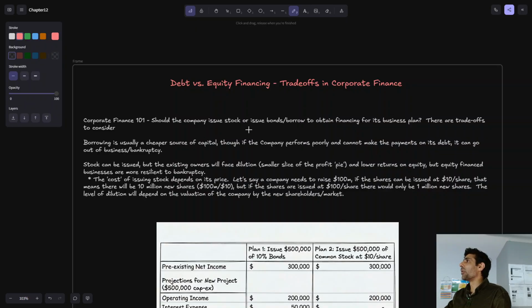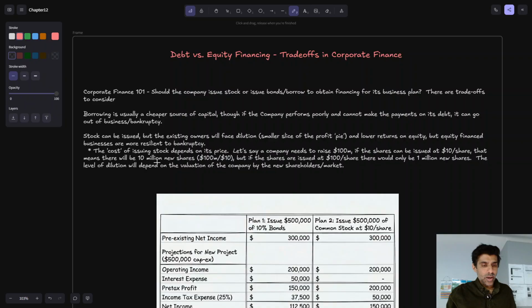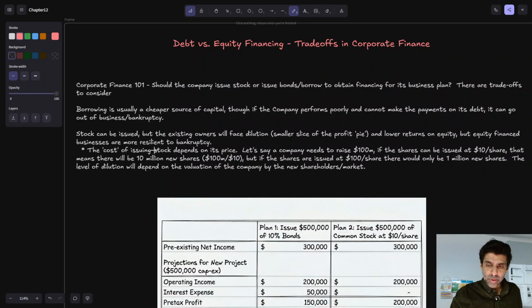Or you could just borrow and not split the pizza with anyone, but you're going to have a fixed cost. Like maybe out of the pizza, you have to give some amount away, but then the rest of it, everyone splits evenly. Okay, so let's just look at an example. Actually, let's just go through this systematically.